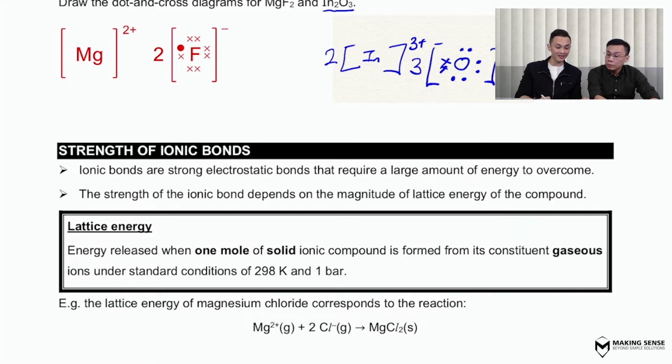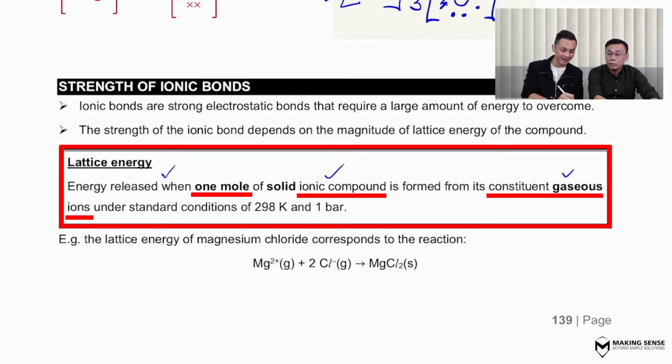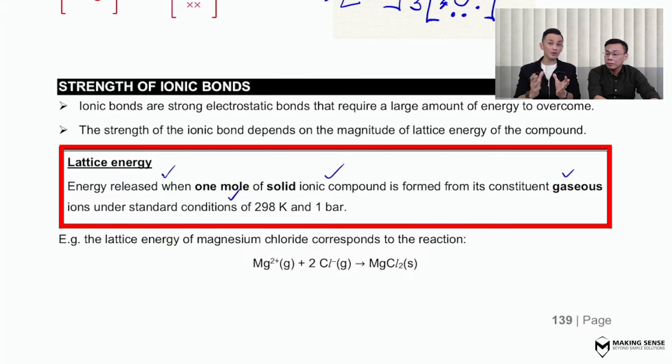Now, you see there's a box inside your notes, and there's a lot of words over there. What it says is this: lattice energy is the energy released when 1 mole of ionic compound is formed from the constituent gaseous ions under standard conditions. Pretty lengthy definition, right? Yep. So what do you think the students should focus on?